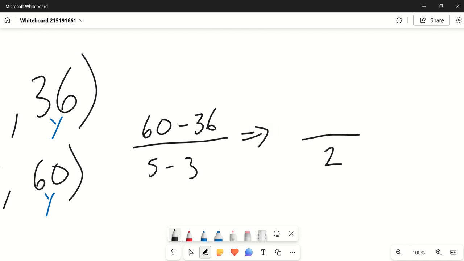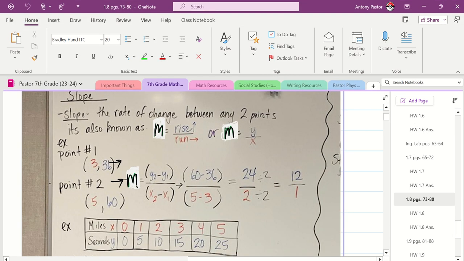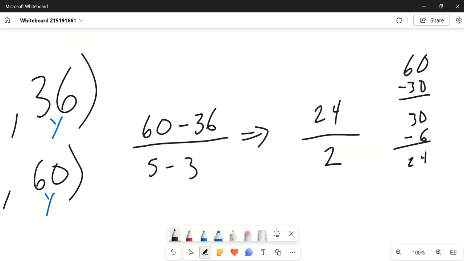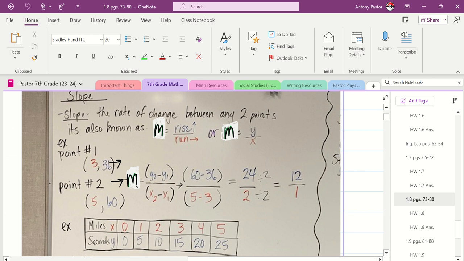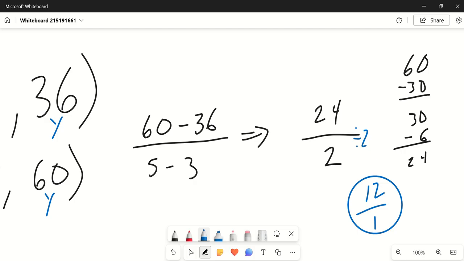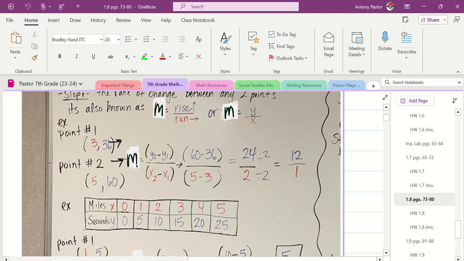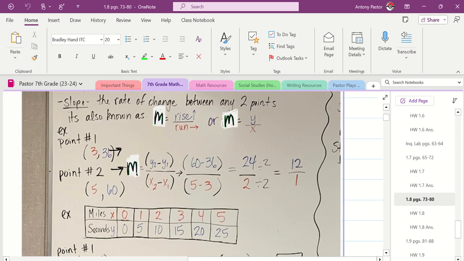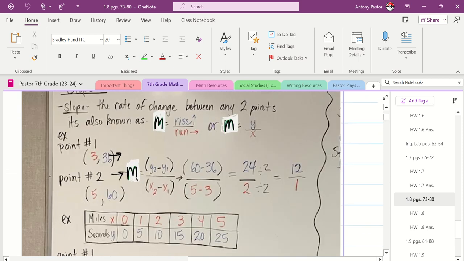I know that 5 minus 3 is 2, so 60 minus 36. Mental math, I know 60 minus 30 will be 30, minus 6 more, because it was 36, should be 24. So I'll have 24 over 2. And now I want my unit rate, so I'm going to divide these both by 2. So I should have 12 over 1. So my slope should be 12 over 1, meaning that when I graph this, I should be going up 12 and over 1 each time to meet the line. Remember, rise over run.